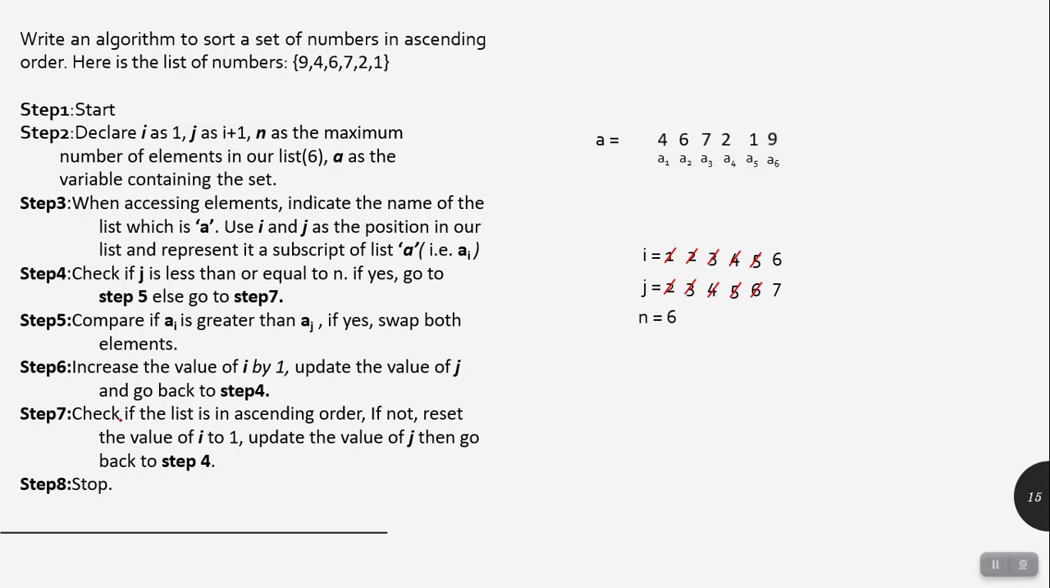So let's check if the list is in ascending order. As you can see, it's not yet in ascending order. So if not, reset the value of i to 1, and then update the value of j, then go back to step 4. So j is equal to i plus 1. Since i now is reset to 1, j would become 2. And then we have to start all over again, comparing these values one by one.